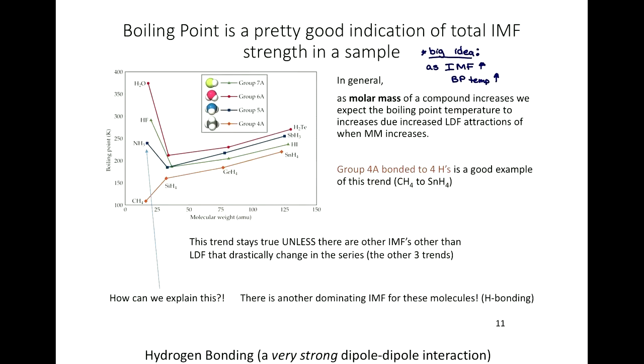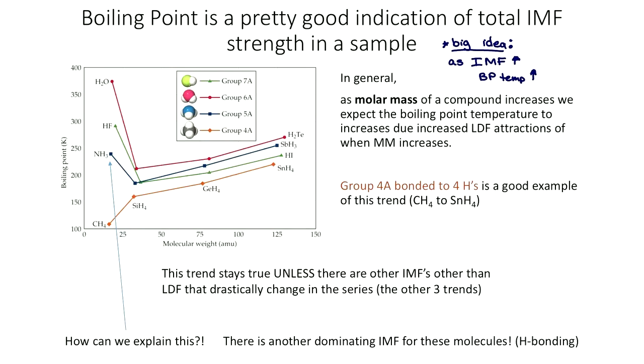All right, so I hope you recognize by now that boiling point temperature is a really good indication of the magnitude of intermolecular forces that are present in a sample. But we're only 2 out of 4 through our way through the list. There's 4 intermolecular forces, so we still have 2 more to go. So let's look at this idea. Boiling point temperature is a good indication of IMFs in a sample.